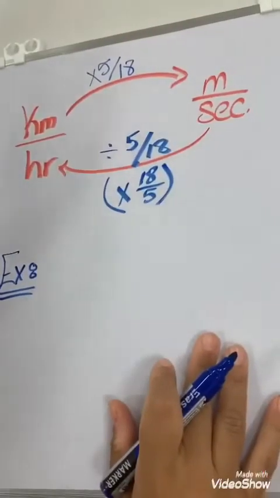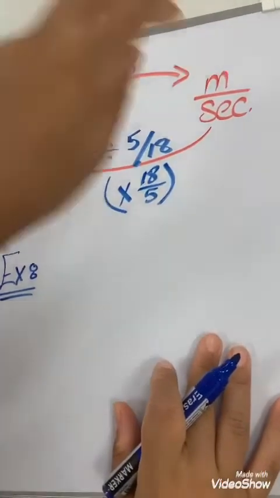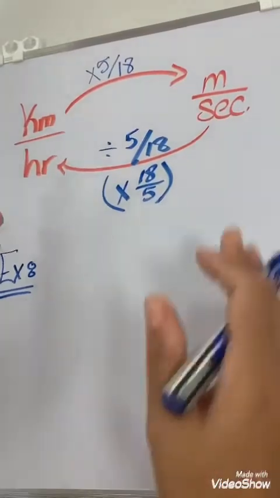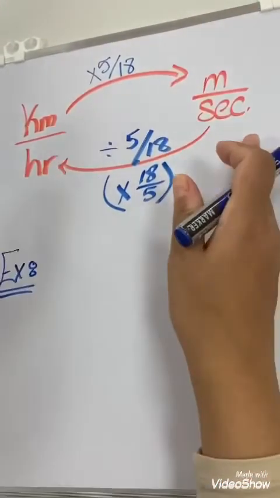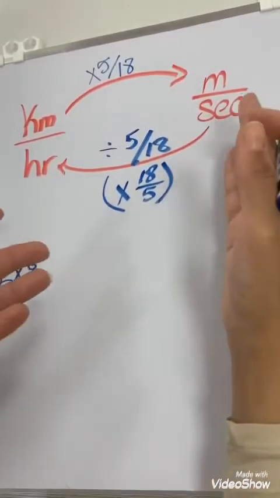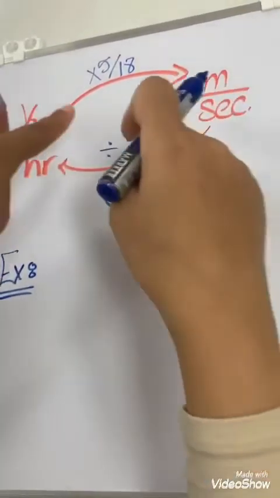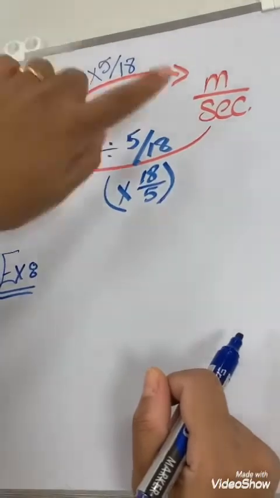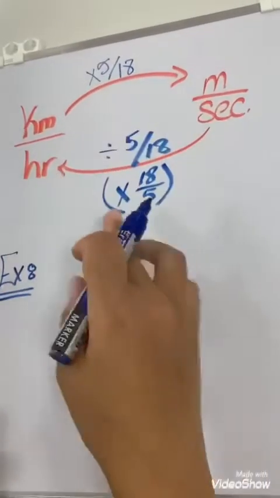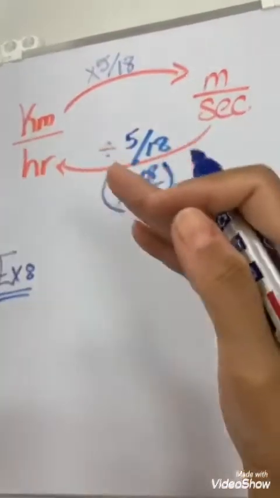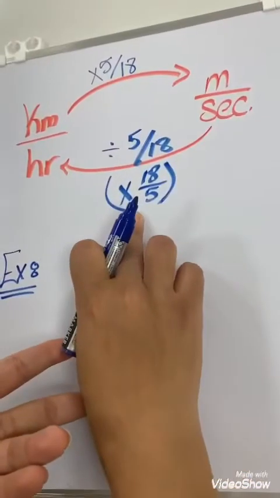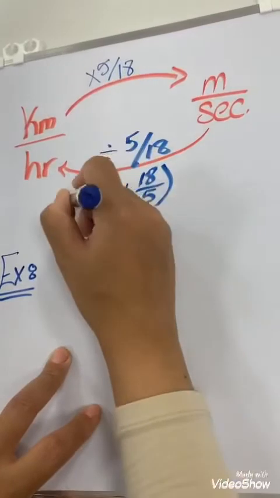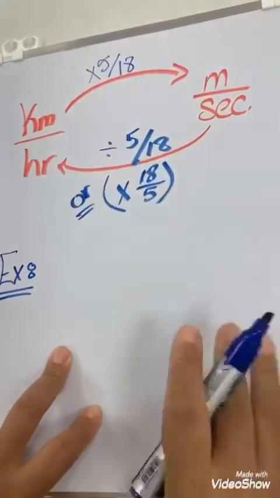Now we know that when we change from kilometer per hour to meter per second, we multiply by 5 over 18. And when we change from meter per second to kilometer per hour, from the smaller unit to the bigger unit, I will use the divide process, not multiplication. So I will divide by 5 over 18, or I can turn the numerator and denominator upside down and do the multiplication process, multiply 18 over 5. This or this, both of them are the same.